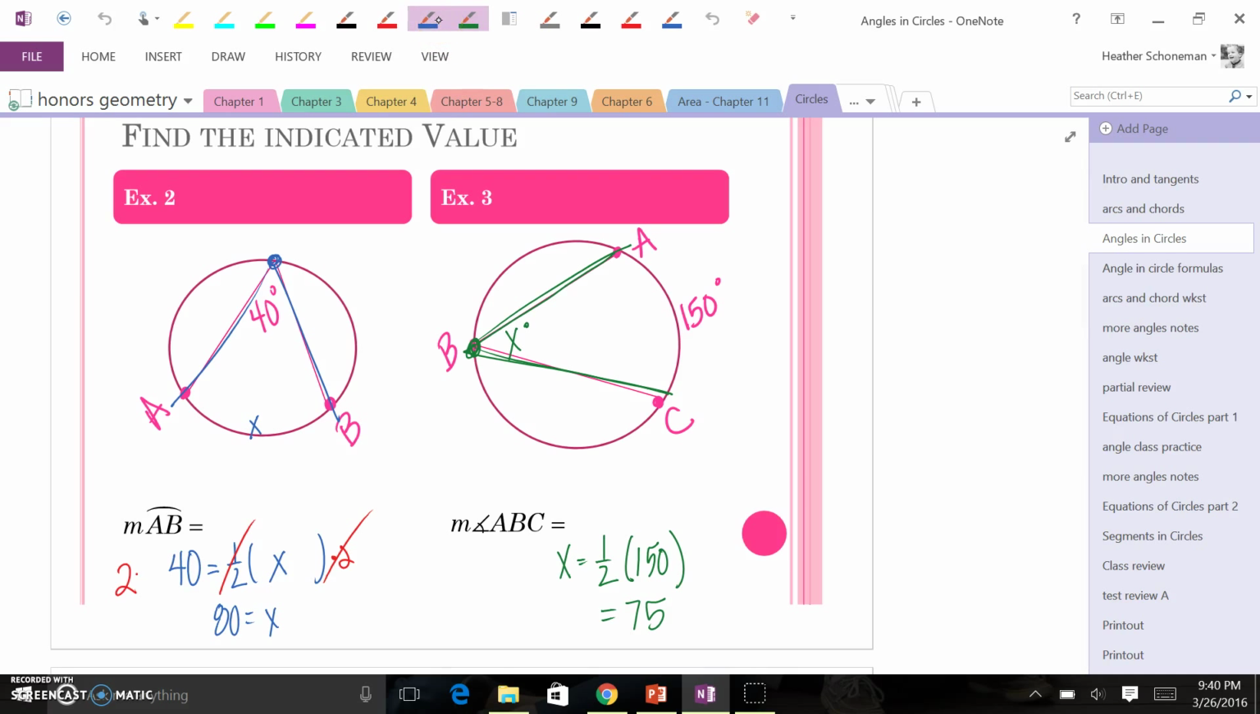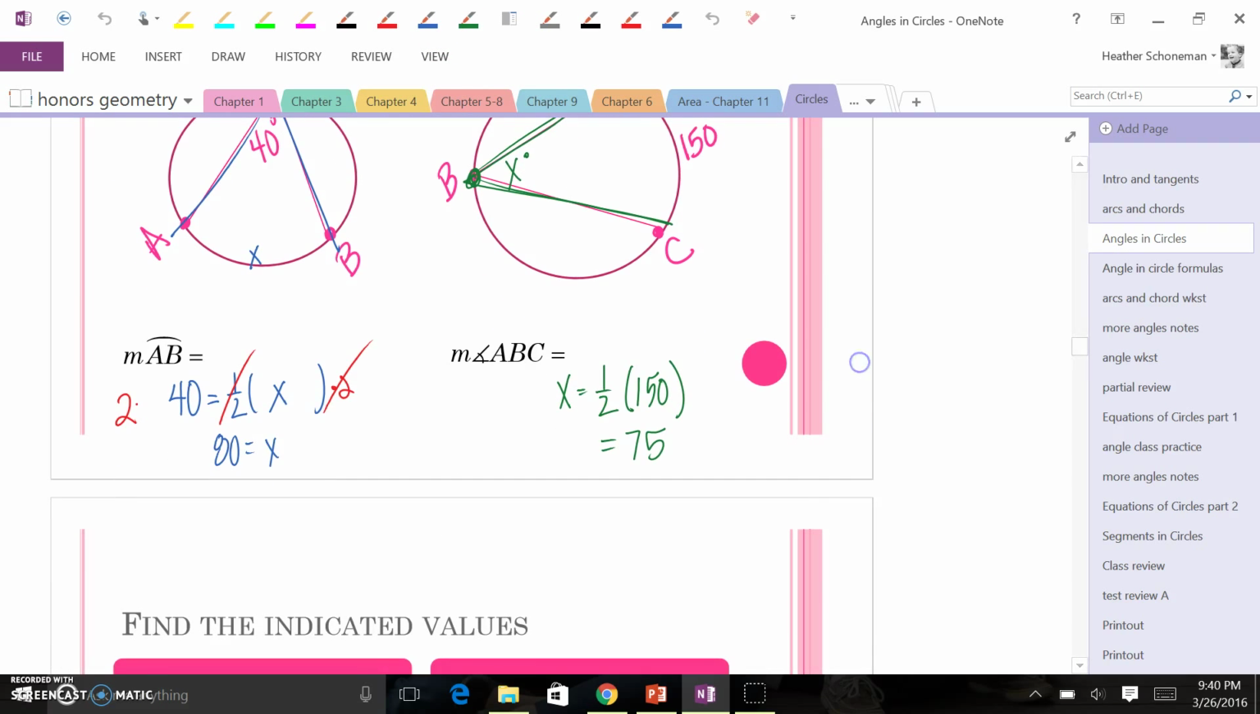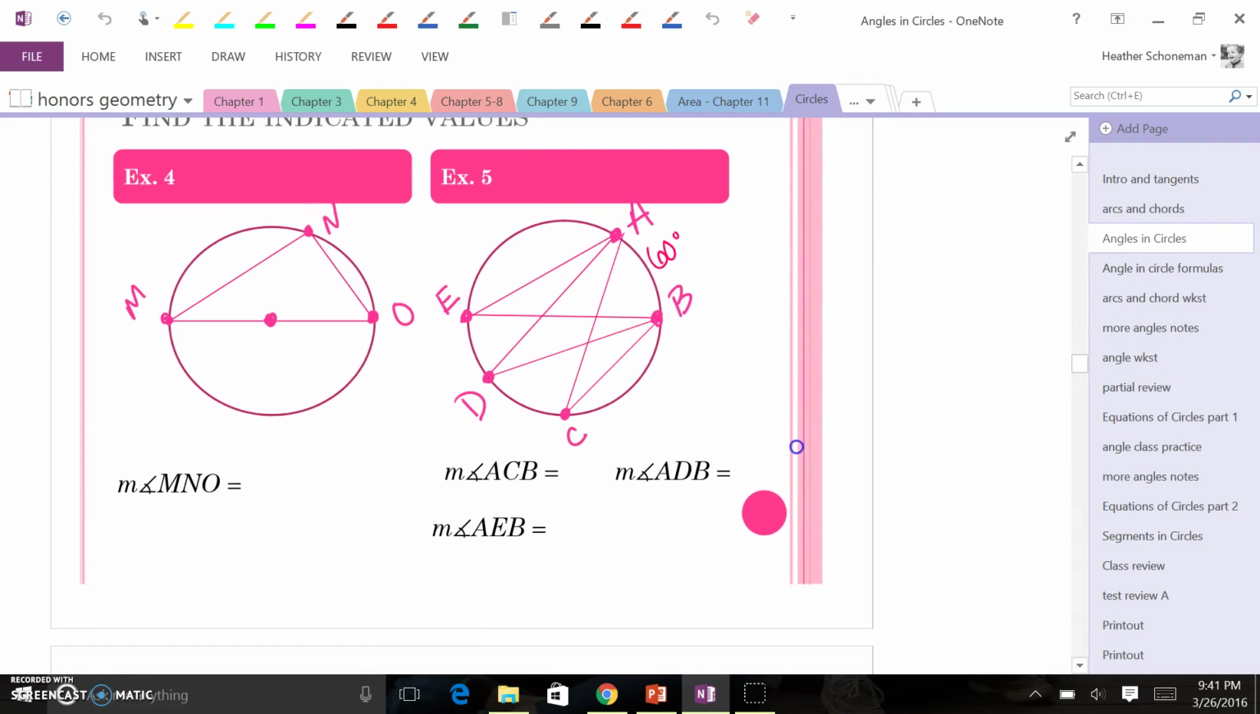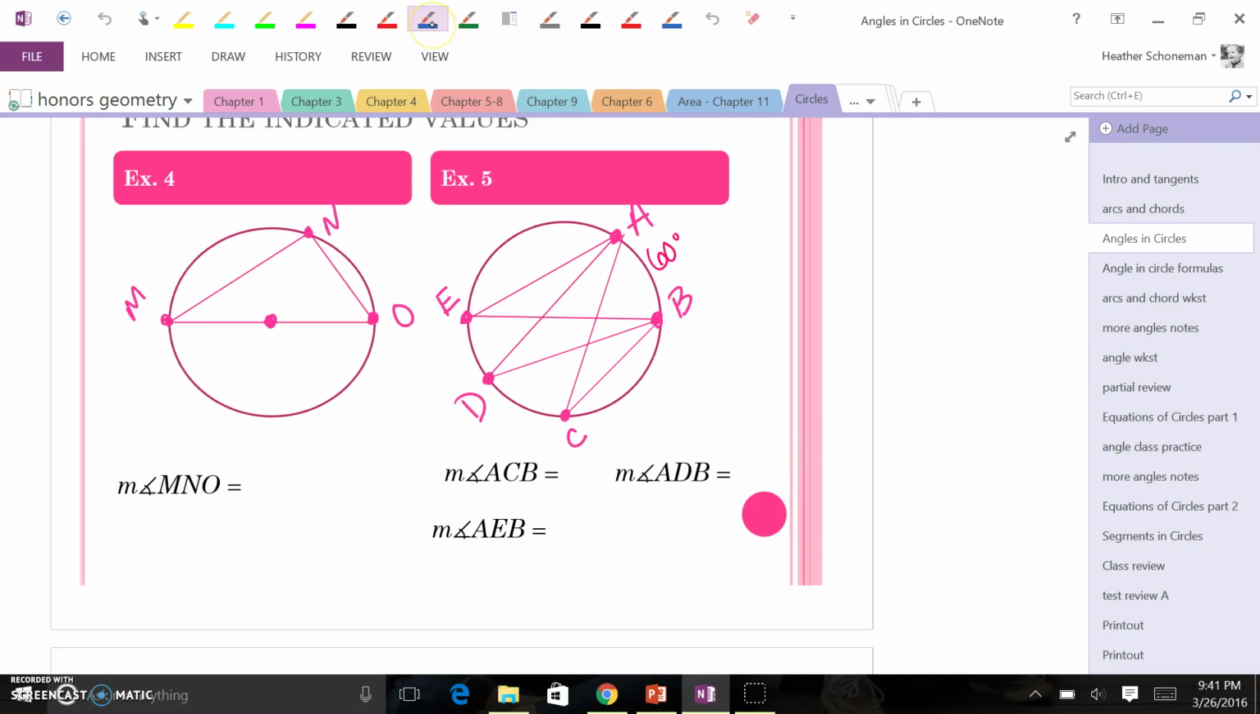Now I know you're saying I can do that in my head, and you can, and you should be able to, but I want you to start writing the formulas at the beginning so it helps you later on. All right, let's look at this one. They want angle MNO. Well, the vertex is on the circle. It's formed by two chords, so it's going to be 1/2 of its intercepted arc.